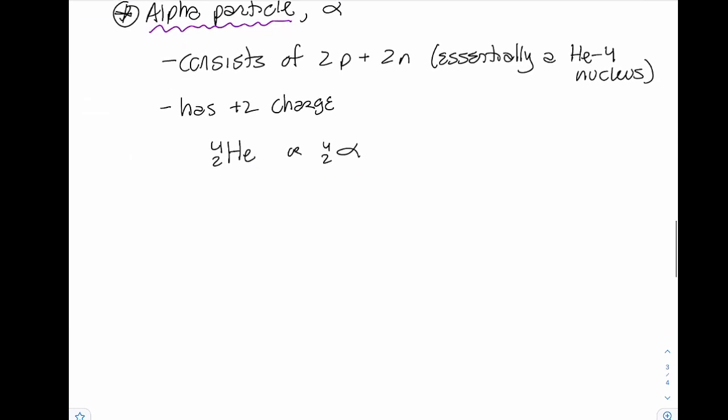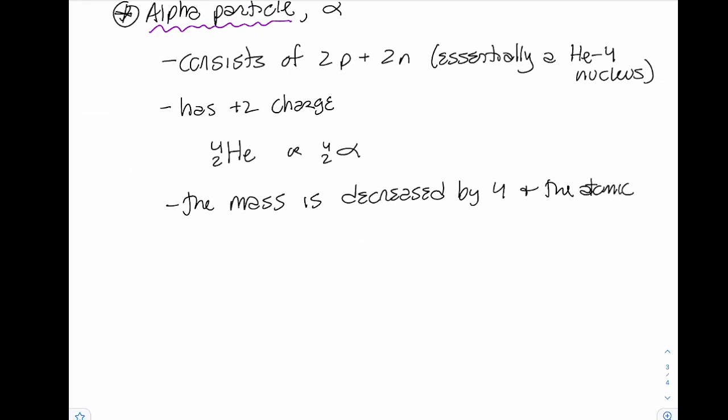When our nucleus emits an alpha particle, its mass number is going to be decreased by 4, and its atomic number is going to be decreased by 2.